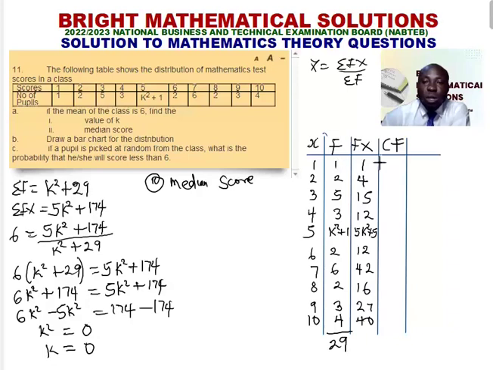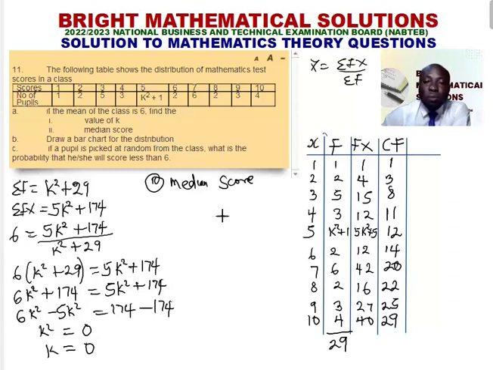0 plus 1, that's 1. 2 plus 1, that's 3. 5 plus 3, that's 8. 3 plus 8, that's 11. 1 plus 11, that's 12. 2 plus 12, 14. 14 plus 6, 20. 20 plus 2, that's 22. 22 plus 3, 25. 25 plus 4, that's 29.